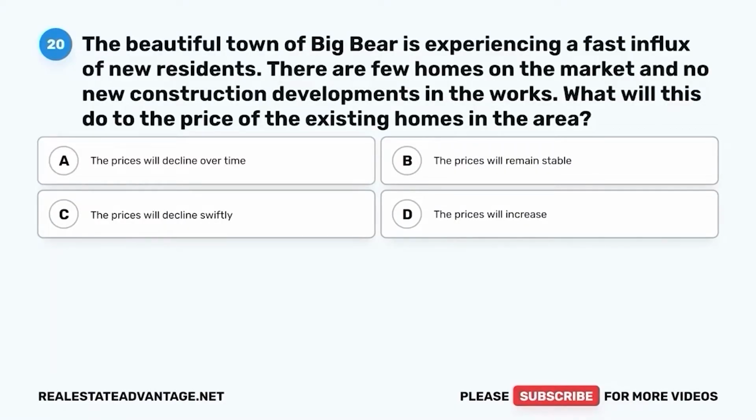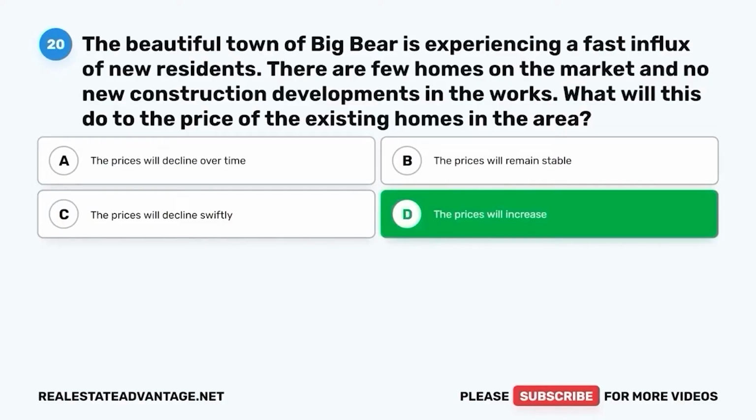Question 20. The beautiful town of Big Bear is experiencing a fast influx of new residents. There are few homes on the market and no new construction developments in the works. What will this do to the price of the existing homes in the area? A. The prices will decline over time. B. The prices will remain stable. C. The prices will decline swiftly. D. The prices will increase. The correct answer is D.